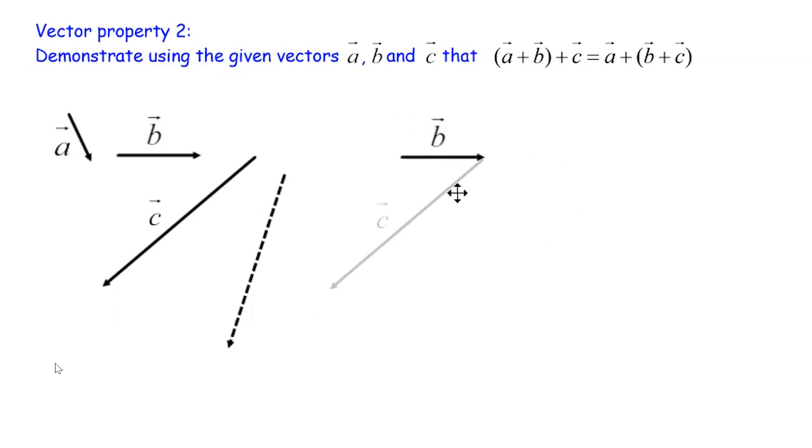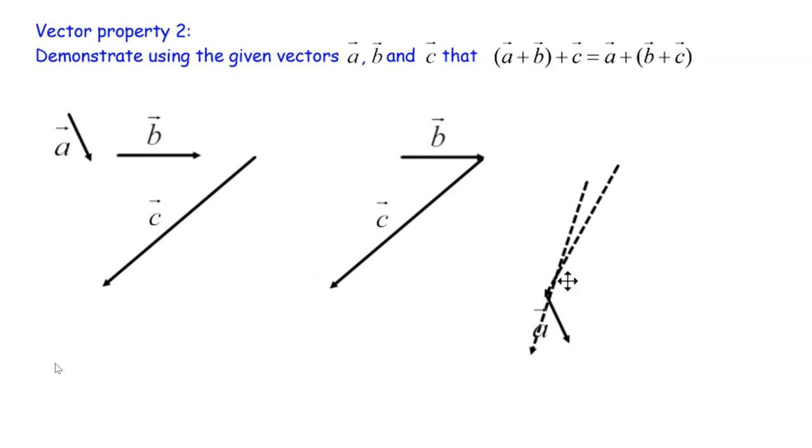Here's my C. I'm using the same triangle law again and adding those two together, which gives us that line. So this line now represents the B plus C line. I'm going to take that B plus C line and add it to my A line. So there's the A being added on afterwards. The result of that is the same result, which is what we had before.